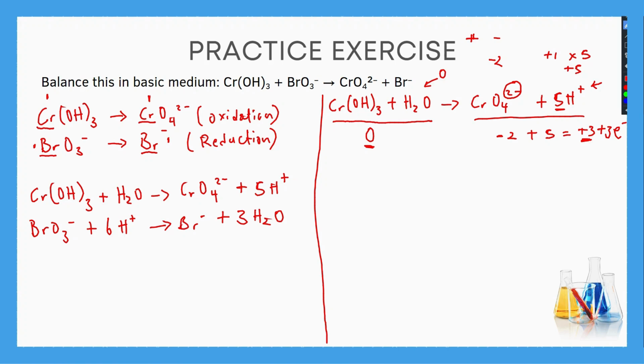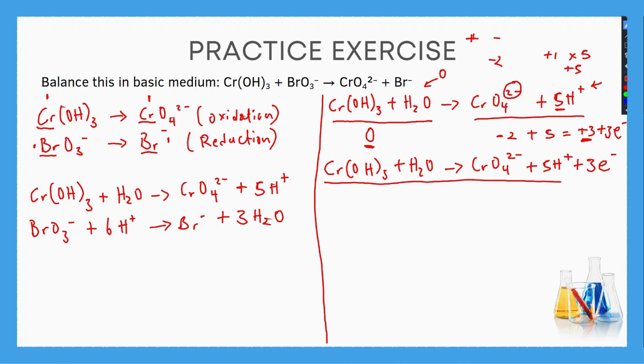So therefore, this equation now becomes Cr(OH)3 plus H2O giving CrO₄²⁻ plus 5H+ plus 3e⁻, or 3 electrons, whichever one you choose to call it. I'm sure you can see how that was carried out. Now let's do the second equation.